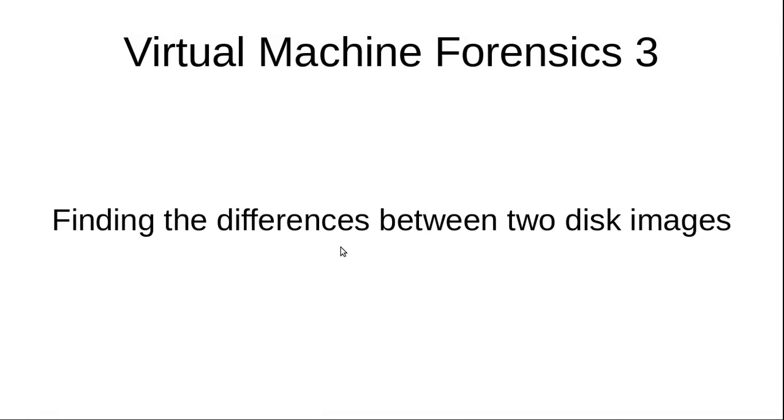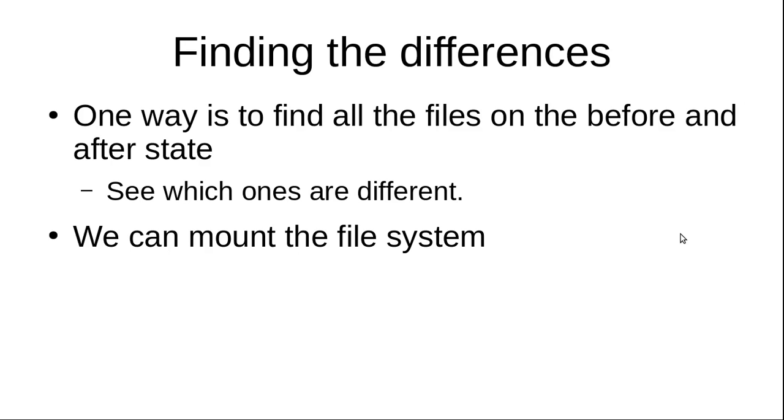Okay, so we want to find the differences between two disk images. We've done something on the disk, and we've got the before and the after, and we want to find out what that difference is. So one way is to find all the files on the before or after state and see which ones are different. Now, that won't give us everything, but it'll give us a certain amount of information.